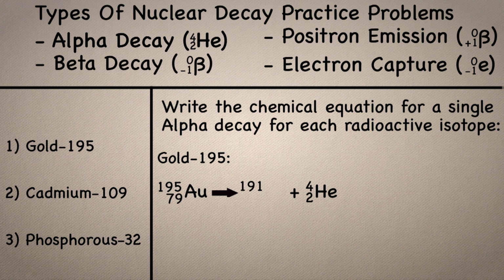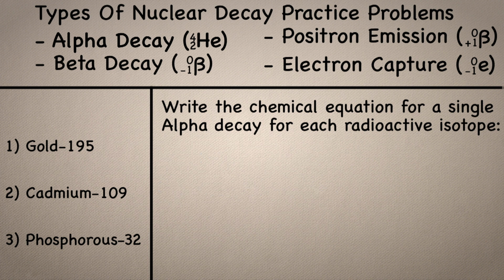Well, then we need to account for our protons. So we have 79 on the left with our gold. We have 2 on the right with our alpha particle. So in order to make that up, we have to have 77, because 77 plus 2 is 79. Well, we've got an element with 191 atomic mass and 77 protons. Now we just go look on the periodic table and find what element has 77 protons, and that would be iridium. So our alpha decay of gold-195 would be 195, 79 gold, yields 191, 77 iridium, plus an alpha particle.